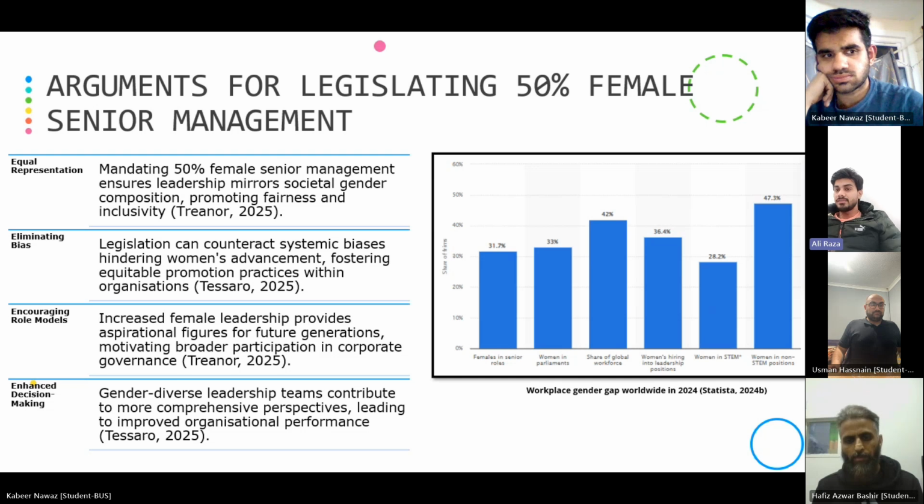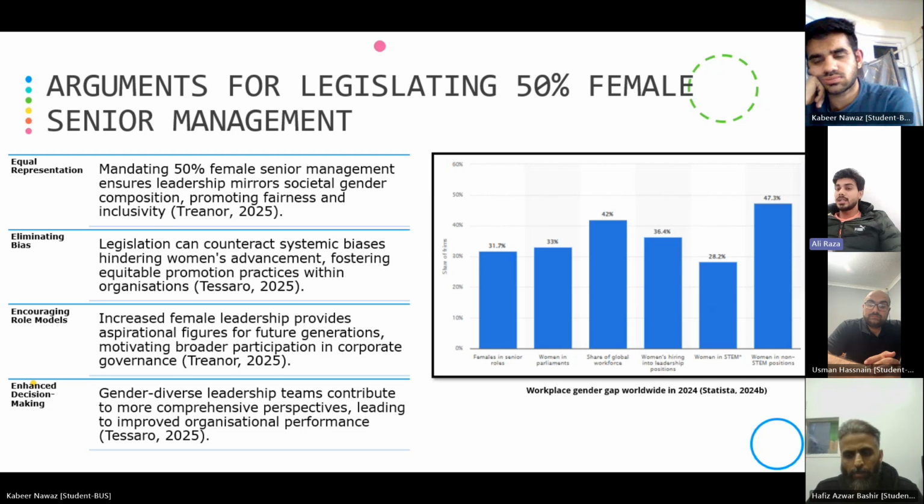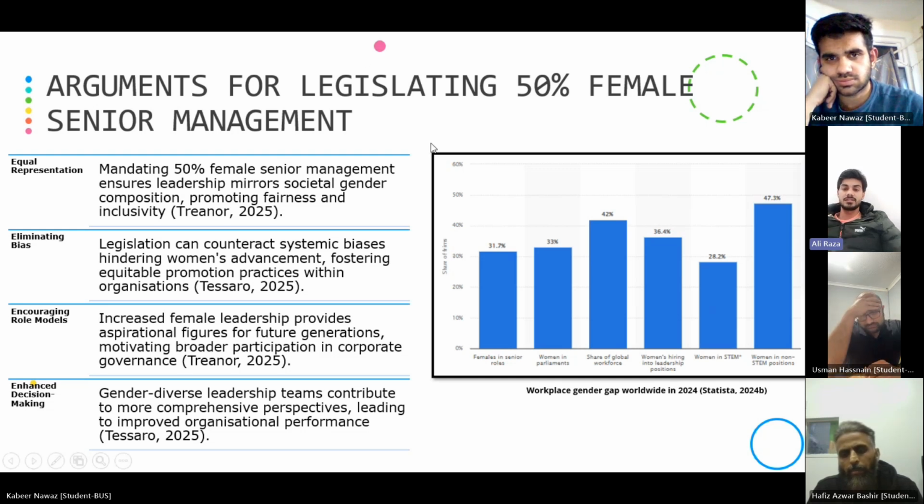Beyond fairness, increasing female leadership also provides powerful role models for the younger generation, showing that women can and do belong in high-level corporate positions. This visibility plays a crucial part in encouraging wider participation and shifting long-standing cultural expectations. Furthermore, gender diverse leadership teams bring broader perspectives, improving decisions and organizational performance. Next slide, please.